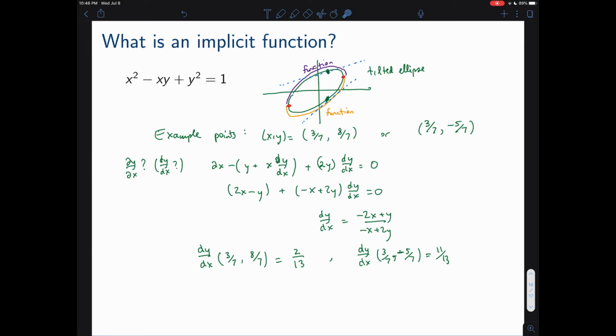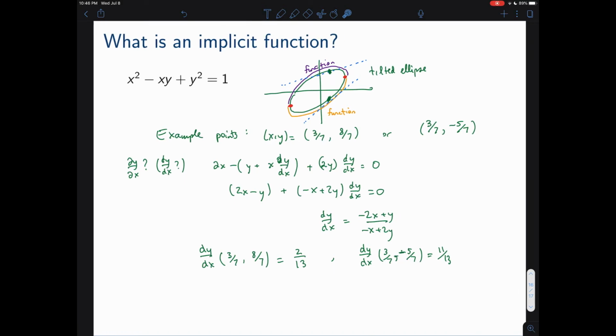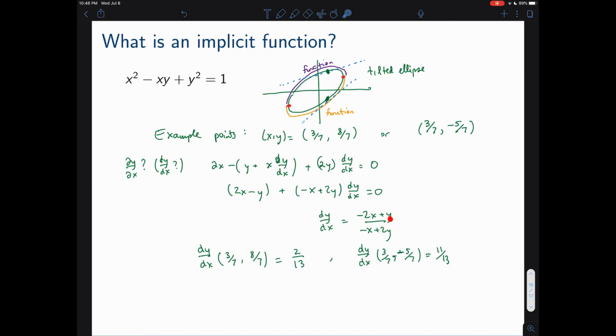It shows those slopes. And that's why this derivative can have a y in it. If you only said the x was 3/7, that wouldn't be enough to tell you the derivative. You have to know the x and you have to know the y value in order to find out that slope.